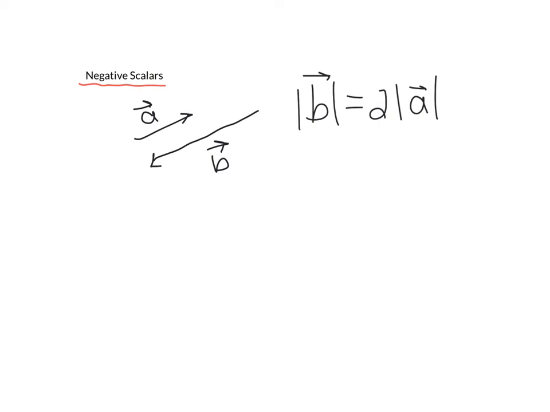I can say that vector a is equal to 1/2 the length of vector b, but because it is in the opposite direction, I need to include this negative. And similarly, I could say that vector b is equal to 2 times the length of vector a, but again, because it's in an opposite direction, I must make this negative.